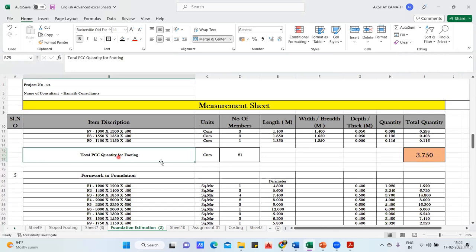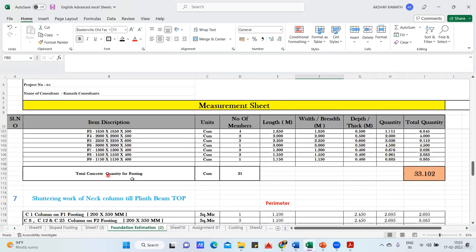So this is PCC. The ratio, remember, is 1 is to 3 is to 6. If you want, I'll write it here. This is M10 grade, total PCC quantity. If you want to find the aggregate quantity, I'll do it directly. The ratio is 1 is to 3 is to 6, right? So directly come to my Excel sheet and input 1 is to 3 is to 6 there. You'll get the total quantity required.